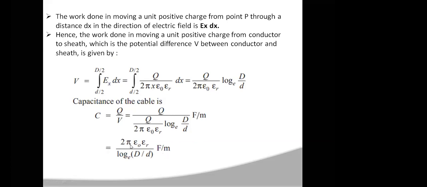So C is equal to 2 pi epsilon naught epsilon r by ln. Log of some value to the base e can be called ln, so ln of capital D by small d. If you want to calculate this for the total length, you have to multiply this expression by the length of the cable, L.